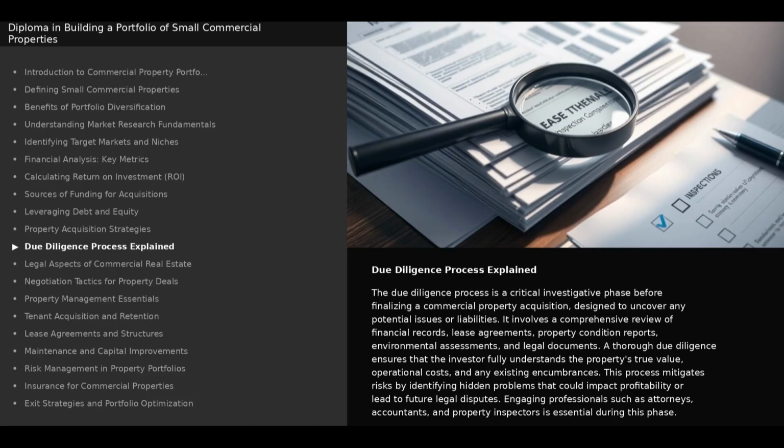This process mitigates risks by identifying hidden problems that could impact profitability or lead to future legal disputes. Engaging professionals such as attorneys, accountants, and property inspectors is essential during this phase. Skipping or rushing due diligence can lead to significant financial losses and unforeseen complications. It is a non-negotiable step for prudent investment. This meticulous examination protects the investor's interests.